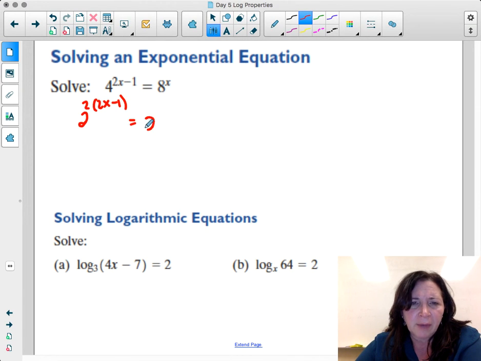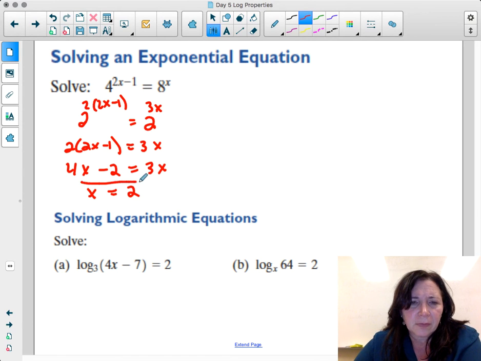This 8, I'm going to change to 2 to the third power. Also, see the x already up there. The bases are the same. I'm going to say 2 times 2x minus 1 is equal to 3x. And that makes 4x minus 2 equals 3x. Subtract 3x, I get x equals 2. Okay.